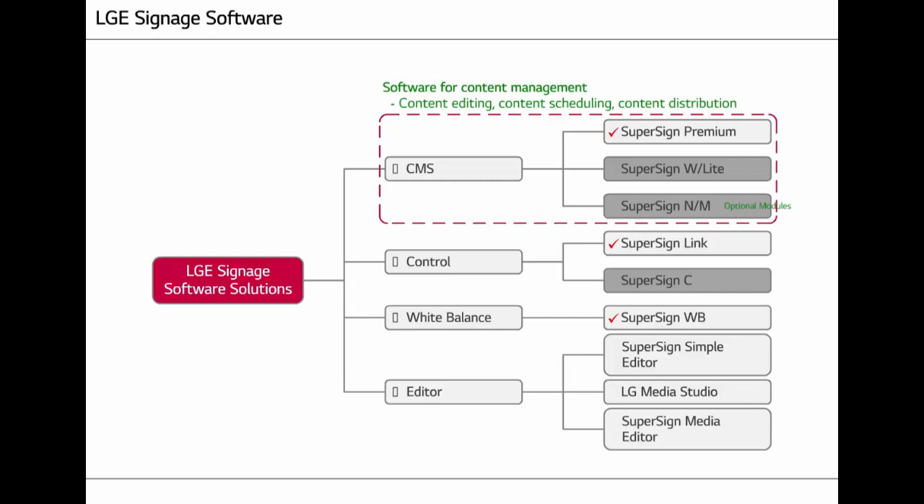SuperSign W is our previous CMS software that supports up to 1,000 displays for medium projects. And SuperSign N and M, our optional modules that work together with SuperSign W. But in this course, we will be talking about SuperSign Premium, our newest and main CMS software that enables a host of WebOS-based features and supports more than 1,000 displays.